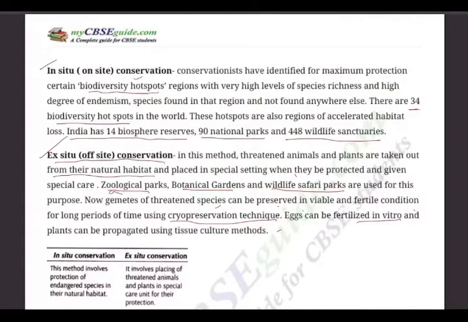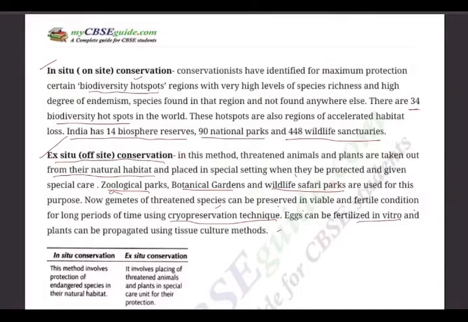So basically, ex situ, ex off-site, ex situ, it is the conservation of threatened plants and animals outside their natural habitats. These include off-site collections and, of course, very, very important, gene banks. Just like we have got State Bank of India, like that we have got gene banks. Off-site collections are live collections of wild and domesticated species in botanical gardens, zoological parks, wildlife safaris, and arboreta. That is, in all these, off-site collection can be done.